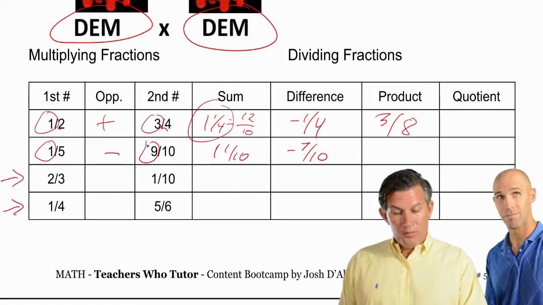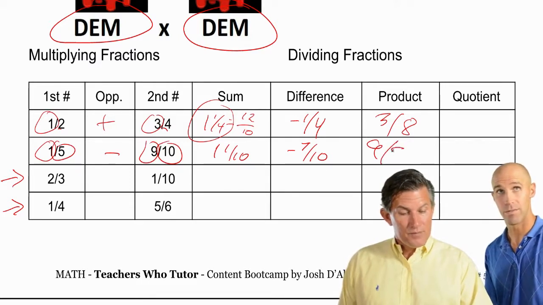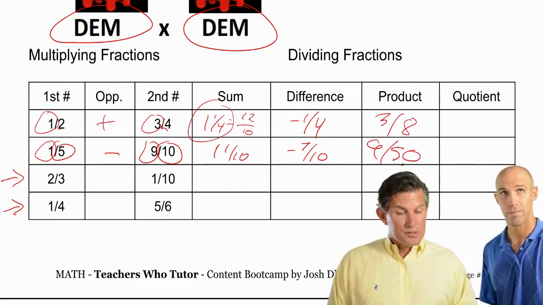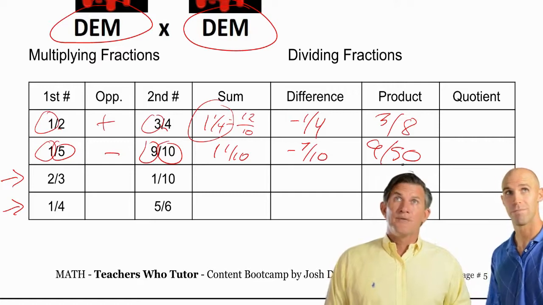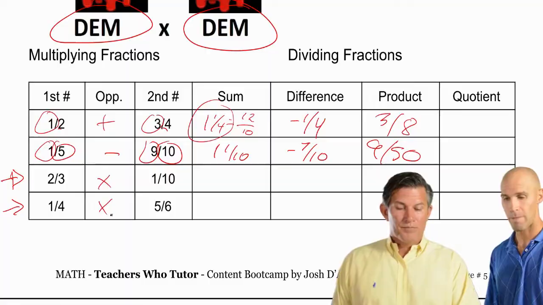Okay, num num. 1 times 9. 9. Dem dem. 5 times 10. 50. 9/50. I don't think that reduces. Absolutely not. So it's really that easy. Again, try these on your own as if it was multiplying.